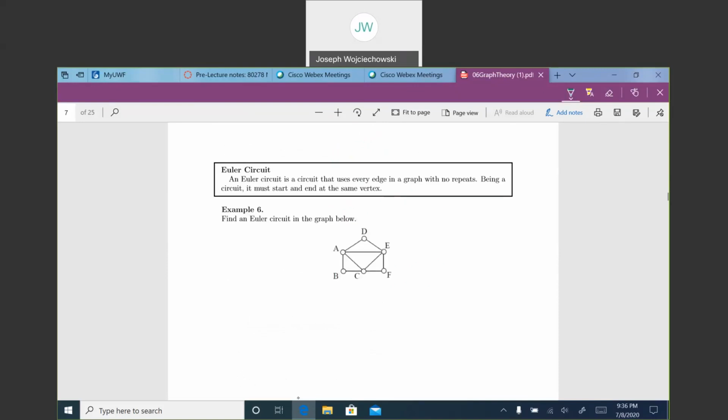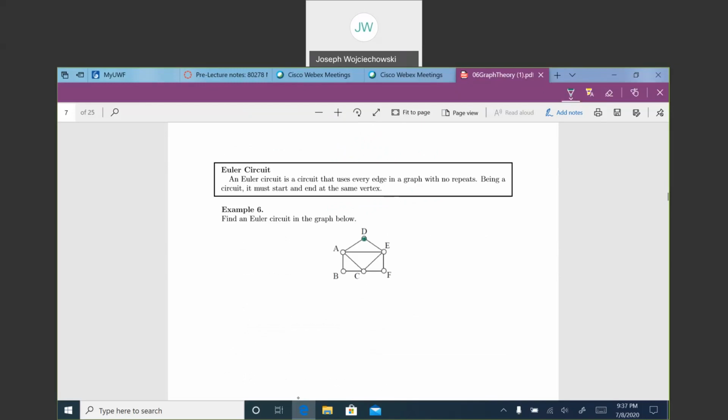Now, an Euler circuit is a circuit that uses every edge in a graph with no repeats. Being a circuit, it must start and end at the same vertex. So let's start up here at D. I need to go through every edge.